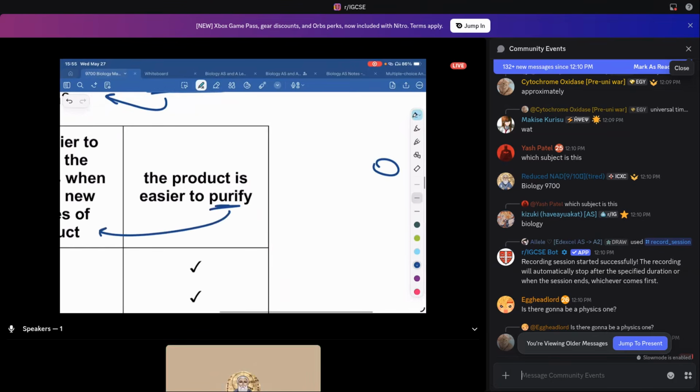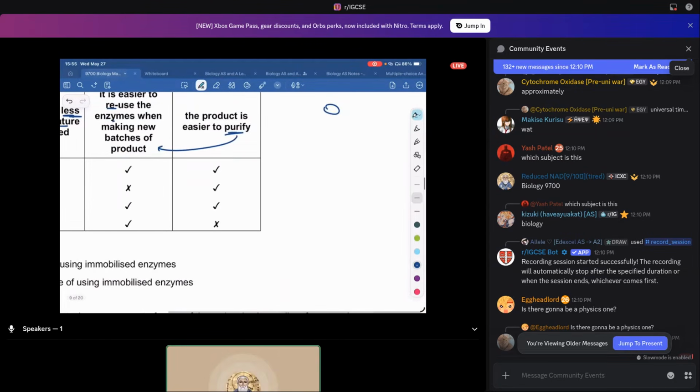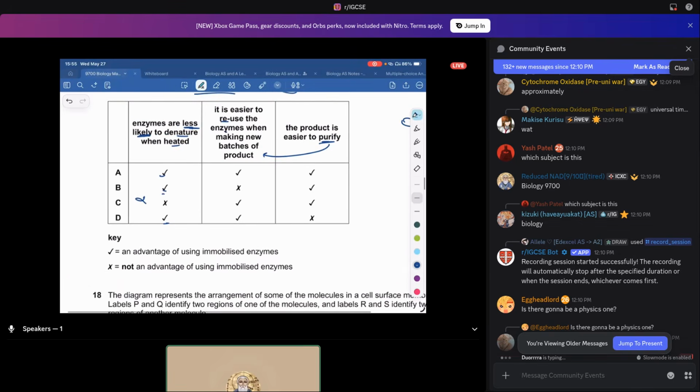Then they're easier to purify. Same reason as here. Even if I didn't use all the measuring cylinder stuff, I can filter them much more easily and extract them from the product, and just take the product and keep the enzymes and reuse them. So all 3 statements are correct. So the answer is A.